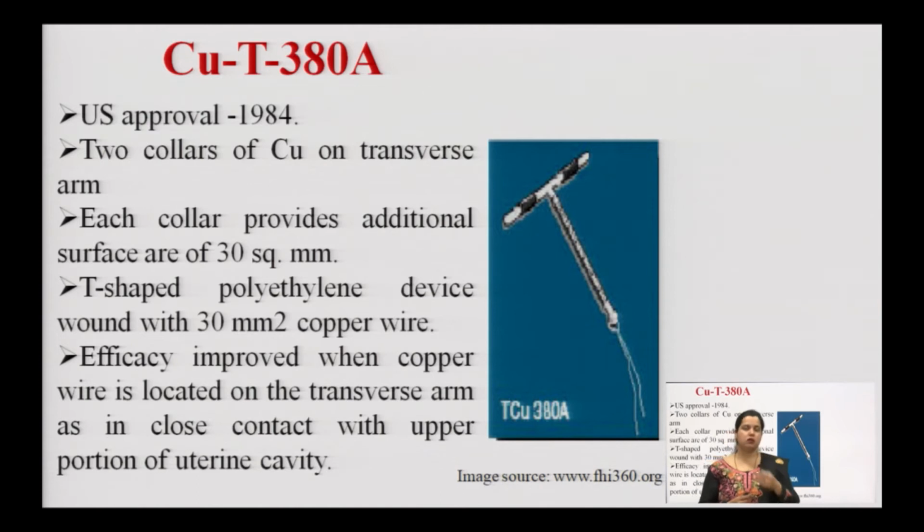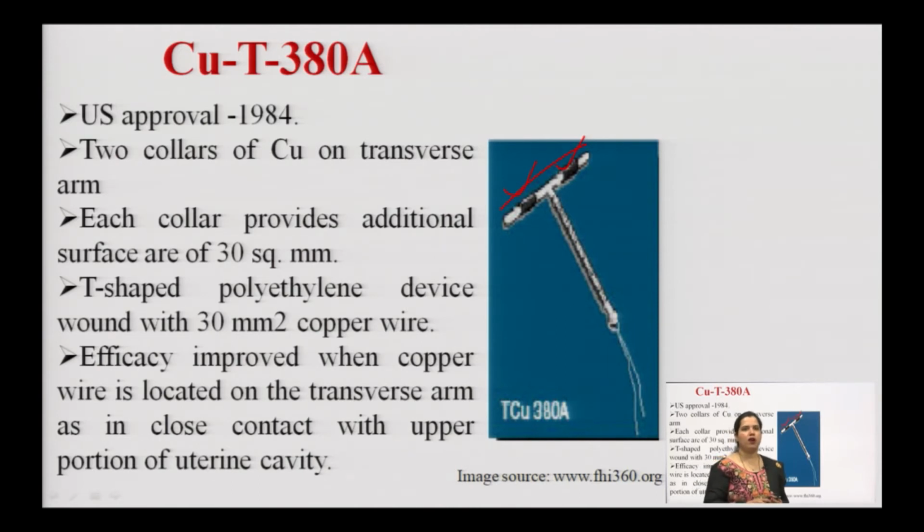Now, the third design is CuT 380A, right. Cu represents copper, T is the design and 380 is the description of the IUD. It was approved in 1984 by the US government. It has 2 collars of copper on the transverse arm, that means here, 1 and 2, right, and each collar provides an additional surface area of 30 square mm.